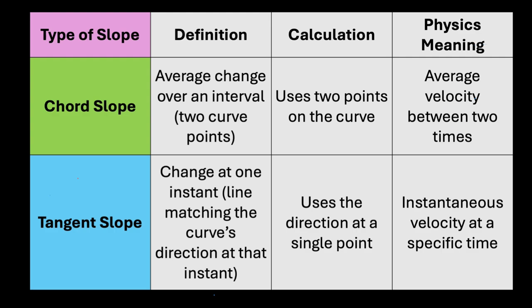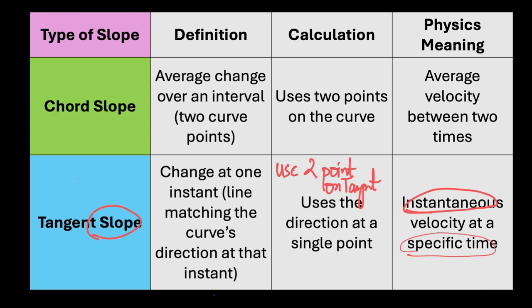Instead, if you use the direction at a single instant and use 2 points on the line, maybe I should write it down here. Here as well, you can use 2 points, but not on the curve, rather on the tangent. What you get is the slope of the tangent, which gives us the instantaneous velocity at a specific time. So this is between time t equal to 4 to time t equal to 8, say for example, whereas this one will give you the exact velocity at time t equal to 12 seconds.